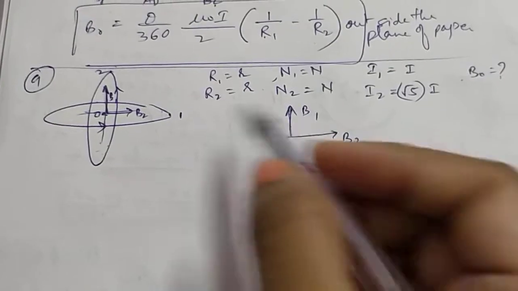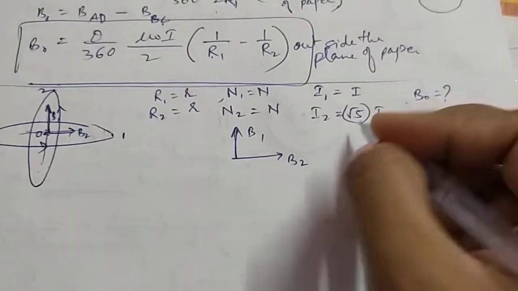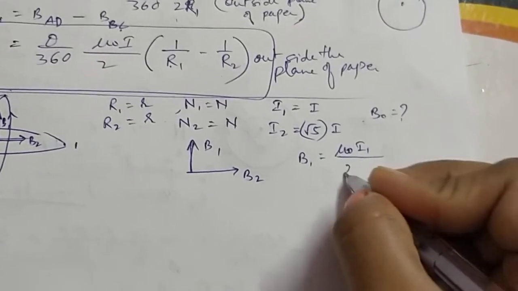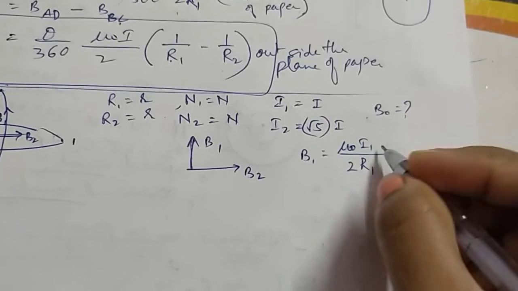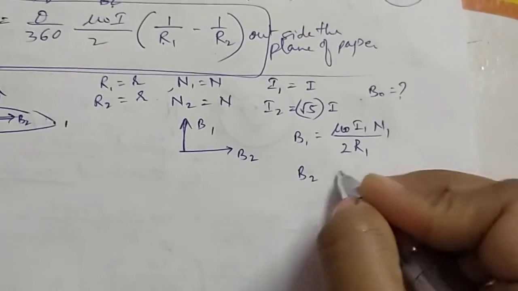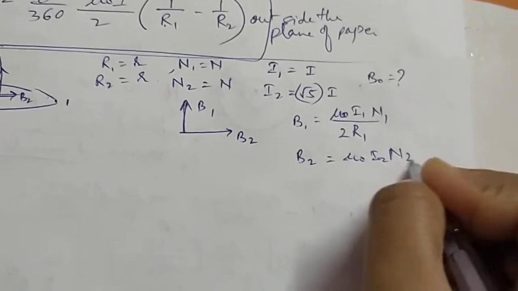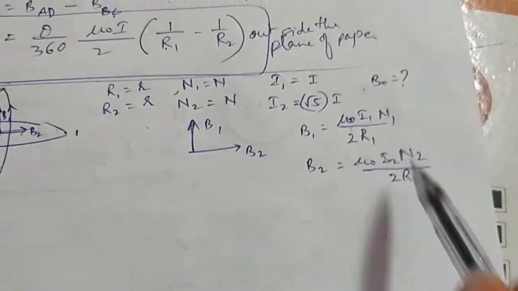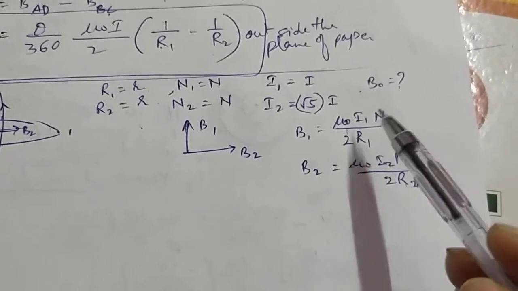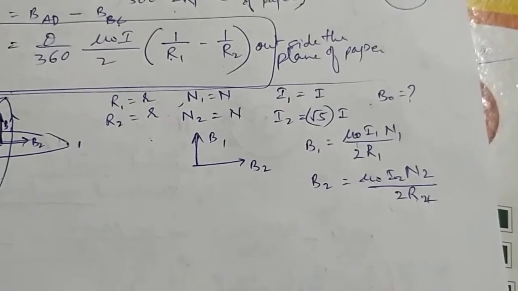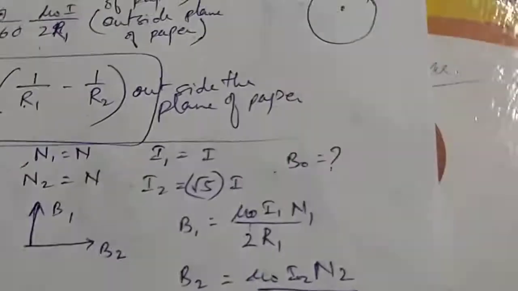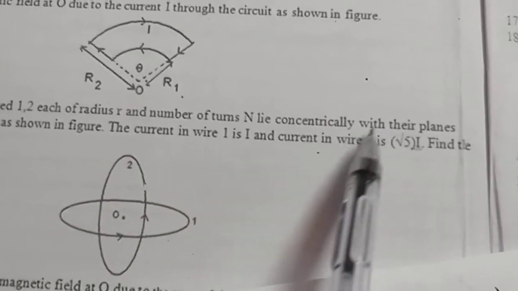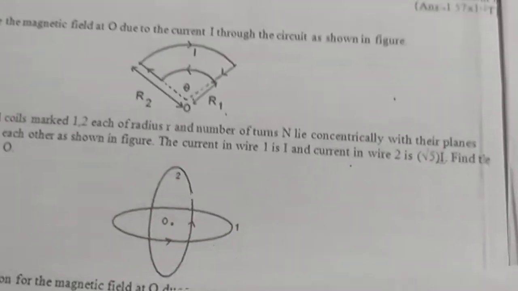Okay, now this is at the center of the circular coil, so magnitude of B1 will be equal to mu naught I1 upon 2 R1, N1 में multiply होगा, and for B2 it is mu naught I2 N2 upon 2R2. Now you see they both are identical, so दोनों का रेडियस सेम है, वो से मिलेंगे. म्यू नॉट तो सेम ही है, I1 I2 दिया हुआ है, N1 N2 भी सेम ही दिया हुआ है, सेम नंबर ऑफ टर्न्स. Okay, if you see the question, the number of turns n lie coincidentally with same radius, same number of turns.